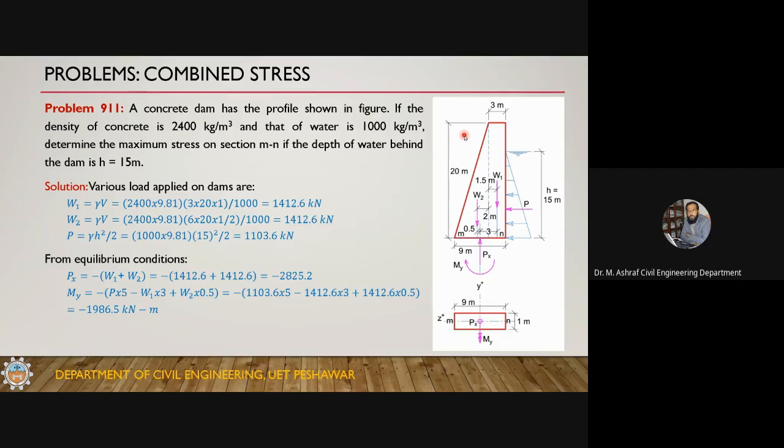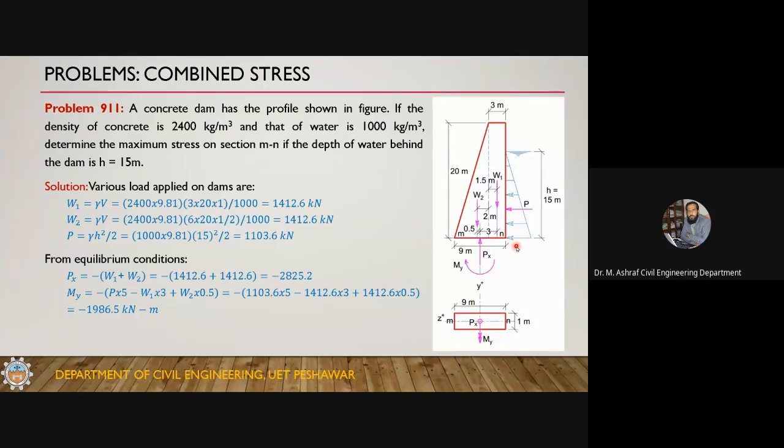Determine the maximum stress on section MN. This is M, this is N, so section MN. If the depth of the water behind the dam is H equal to 15 meter, this is the depth of the water. The water depth is not 20 meter, it is less than 20 meters, so this is 15 meter. So he's saying to calculate the maximum stress at section MN.